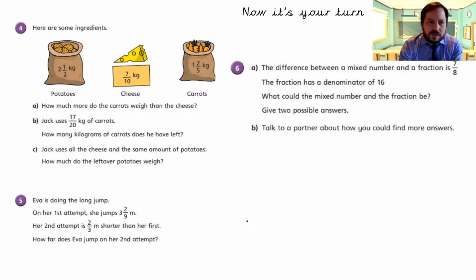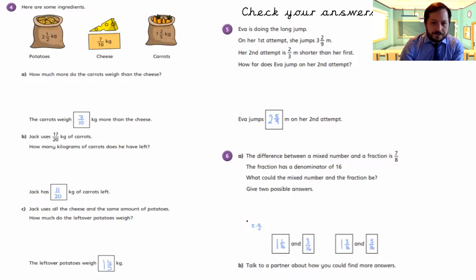Okay, let's go through the answers. So first off, question 4 says, here are some ingredients. We've got potatoes, 2.5 kilograms. We've got cheese, 7/10 kilogram, and carrots, 1 2/5. It says, how many more do the carrots weigh than the cheese?